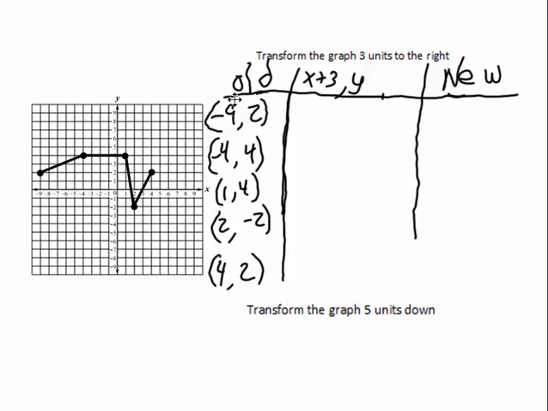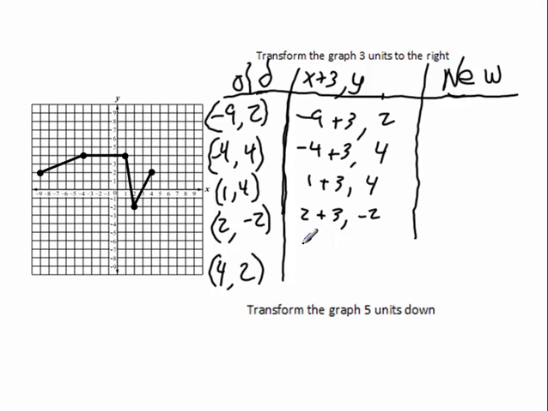Okay, so now we know our x values and our y values, and to transform the graph 3 units to the right, I'm going to add 3 to my x value, and y is going to stay the same. We're not doing anything with y. So I'm going to have -9 plus 3 comma 2. -4 plus 3 comma 4. 1 plus 3 comma 4. 2 plus 3 comma -2. And 4 plus 3 comma 2.